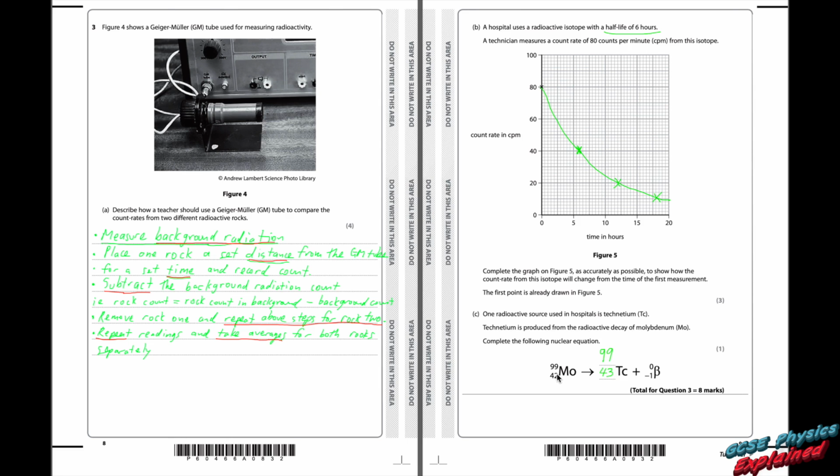And the same for the number on the bottom. So whatever that number is there on the bottom on the left of the arrow, when you add that number to that number, it has to equal that number. So 43 plus minus 1 would give us 42. So the answer was 43.